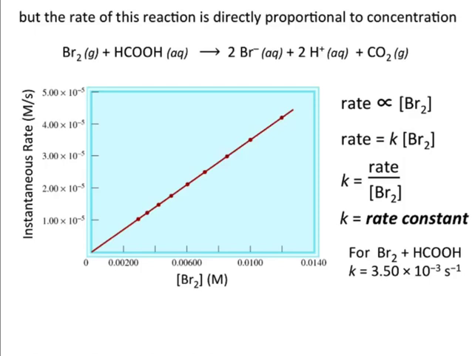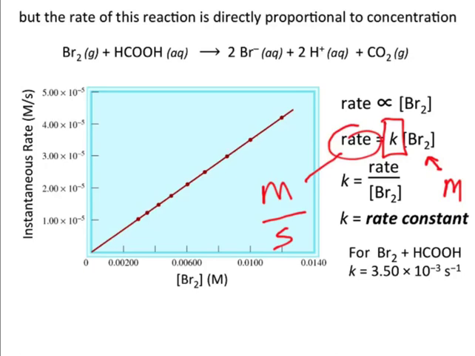Right, so this k is the rate divided by the concentration of bromine, and so we call this the rate constant of this reaction. And we use this a lot in kinetics. And so here's the example from the table before, that the rate constant's around 3.5 times 10 to the negative 3 inverse seconds. So remember, the job of the rate constant is to make the units work out. So the concentration's in molarity, the rate needs to be in terms of molarity per second, and so your rate constant needs to be inverse seconds in order to make this work. So it is.